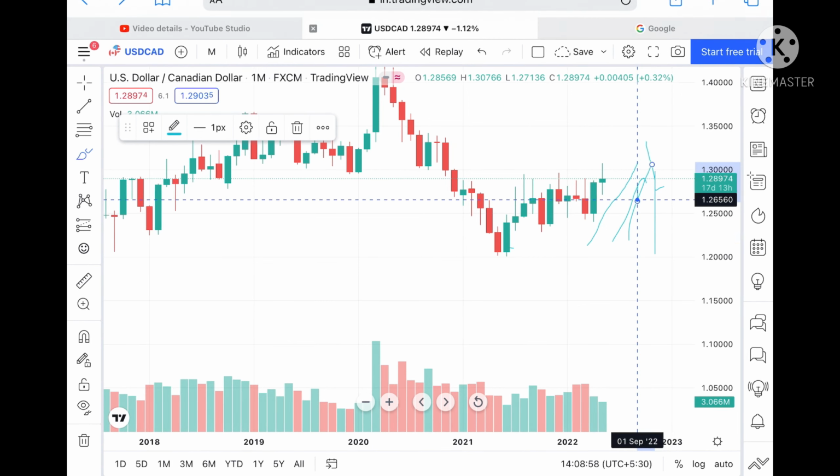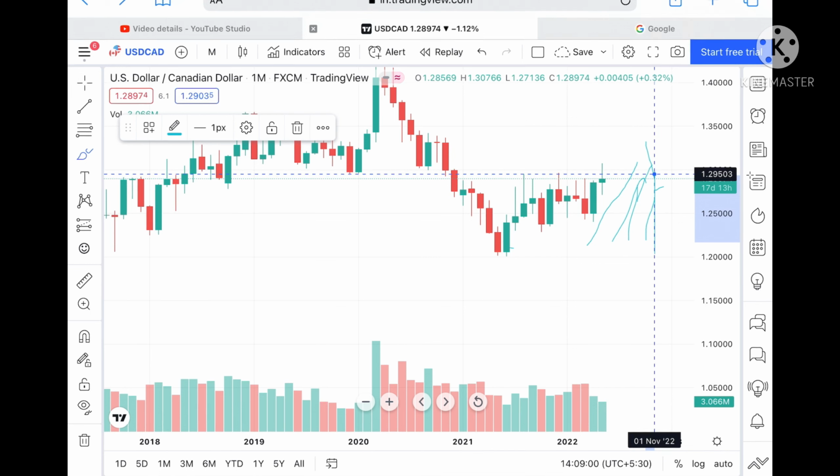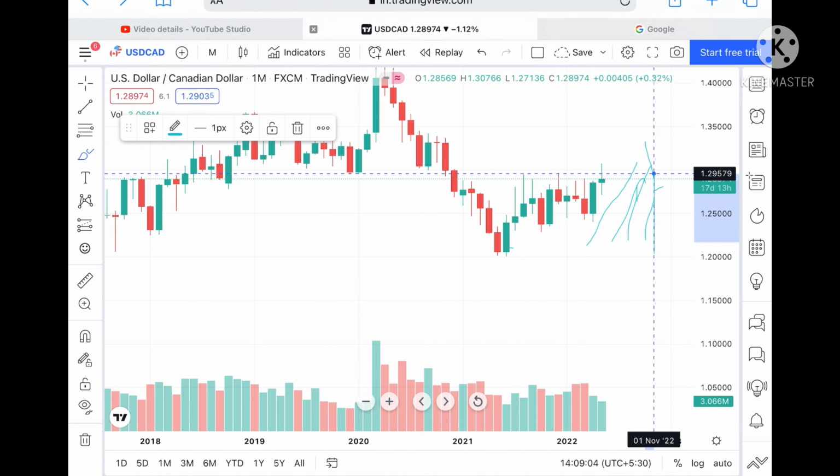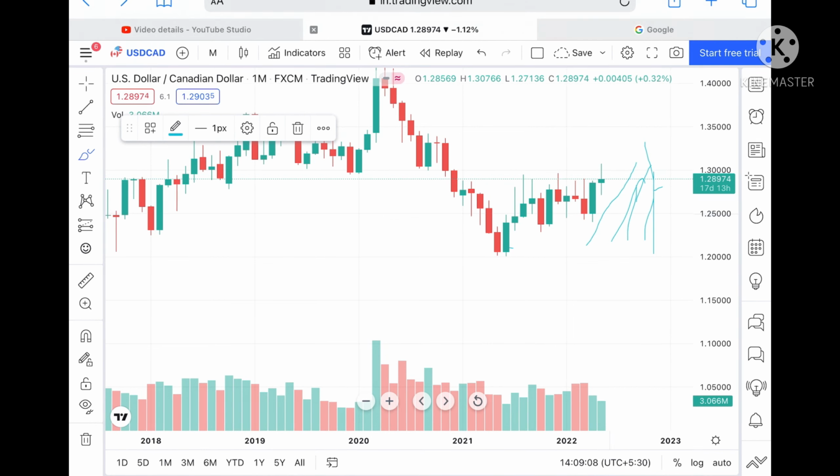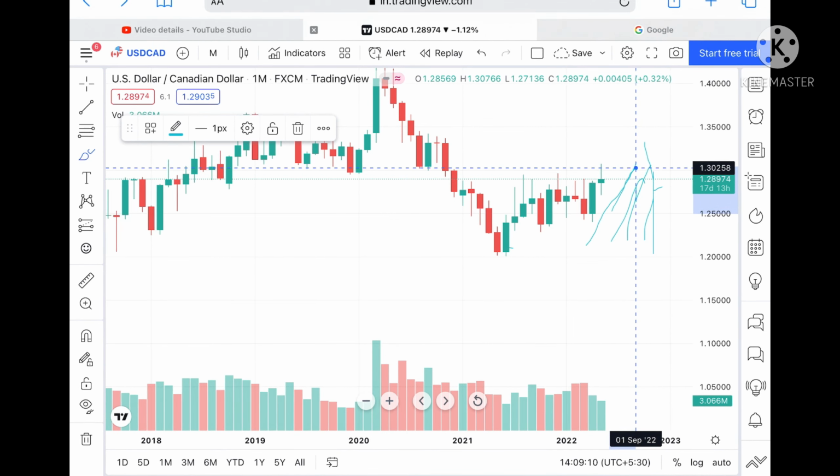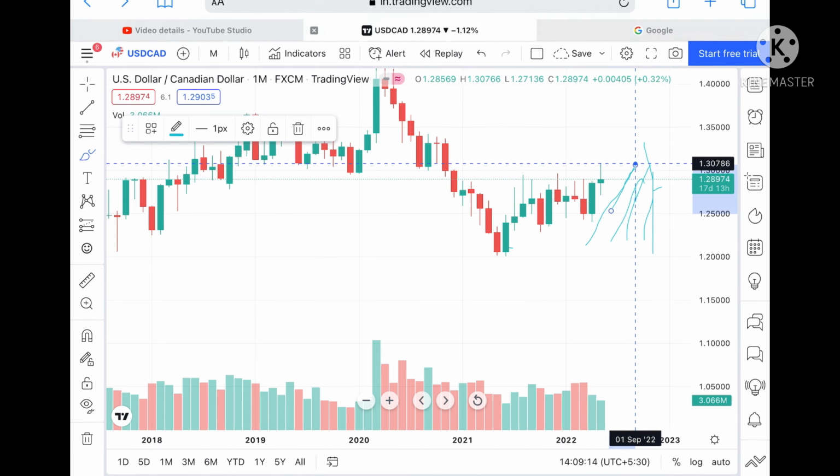But suppose this particular level sustains, then we can see a probability of touching a level of 1.29503, and from there it can touch a level of 1.29579. Okay, and if that level also didn't sustain, then we can see a level of 1.30258, and from there a level of 1.30786.